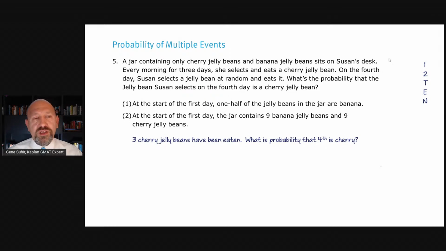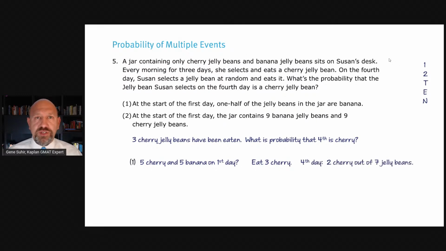Statement number one just tells us we have the same number of cherry and banana jelly beans in the jar to start with. Remember, they said the jar contains only cherry and banana jelly beans. So with statement one, you could even pick numbers, consider how could this go. 1/2 in the jar of banana. So the other half would be cherry. What if it was 5 cherry and 5 banana on the first day? Then 3 cherry get eaten. 4th day, you now have 2 cherry left out of 7 jelly beans, a 2/7 probability.